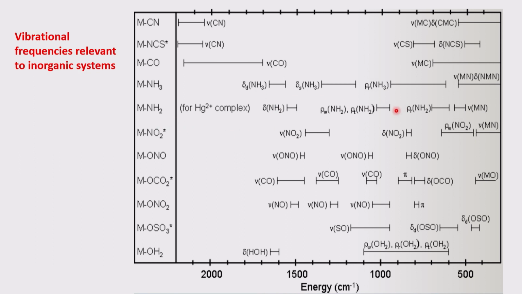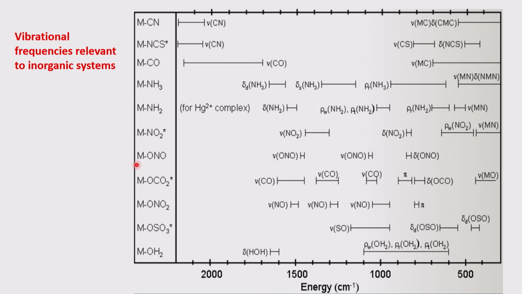NH2 group can also give reasonably characteristic bands. NO2 groups can give, and if it is bonded to metal through nitrogen versus metal through oxygen, and then carbonates and nitrates and sulfates, and of course the water. So all of these have their metal to ligating atom corresponding vibrations, as well as the group vibrations.